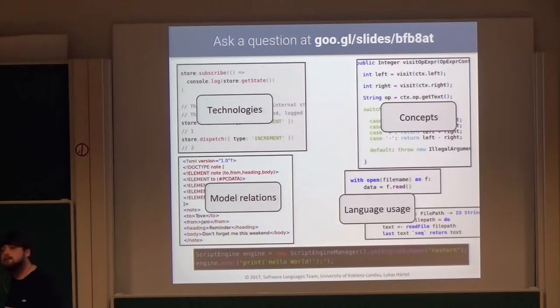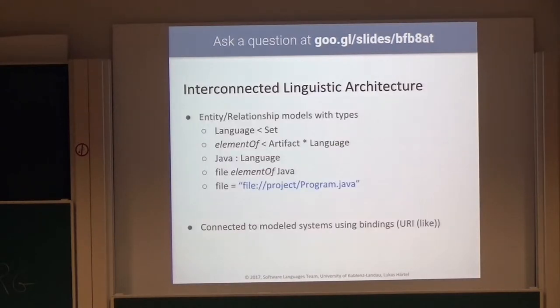And this is all stuff that is concerned with the linguistics of a software system. And by linguistics we mean what languages, what technologies, and what concepts are used. And this differs from other variants of architecture. For example, if you think about architecture in the sense of packages or in the sense of classes, this is something completely different.